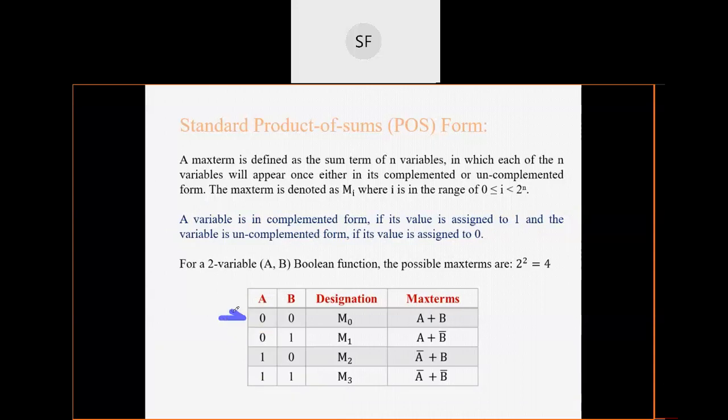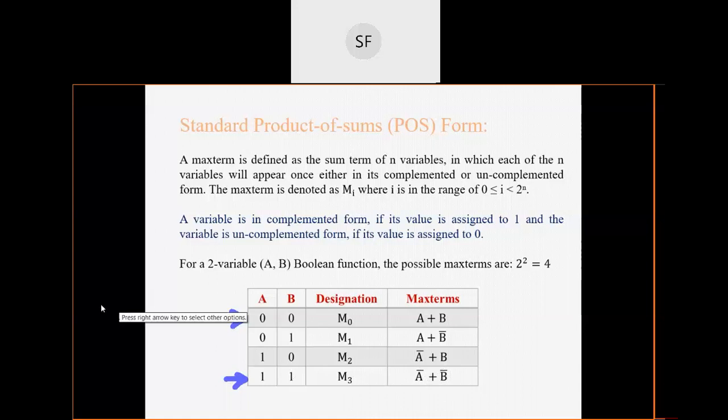So suppose I am considering this particular case. So this is two variable representation. So when both variables are assigned to value 0, then the designation will be like this, m uske suffix में 0 and the max term will be a plus b, है ना? Since here अभी उल्टा हो गया, 0 value assign होगी तो uncomplemented form, and if I'm talking about this, then 1 1, when the values assigned to the variable are 1 1, then you have to take complementary form, right?